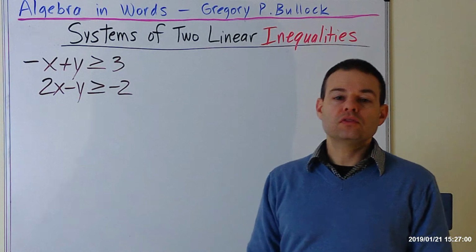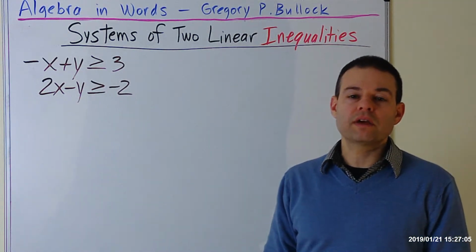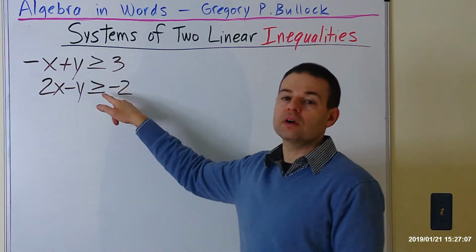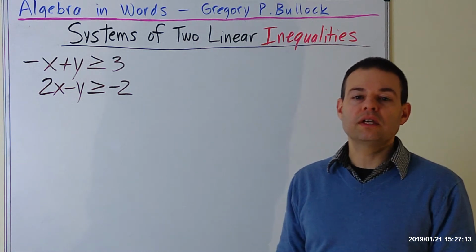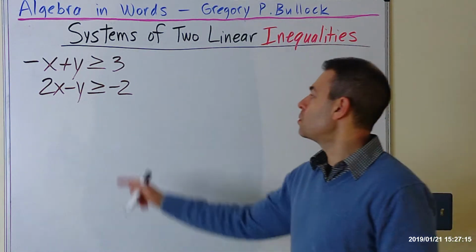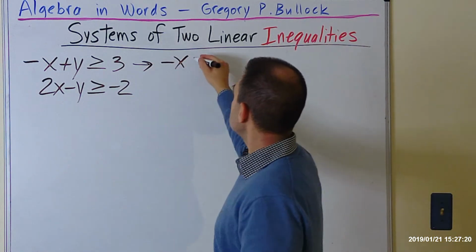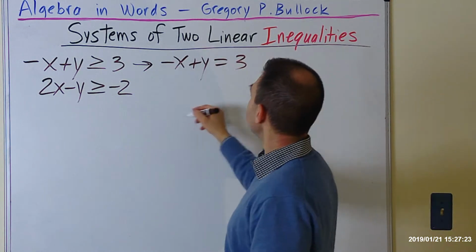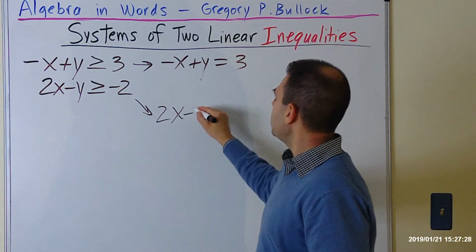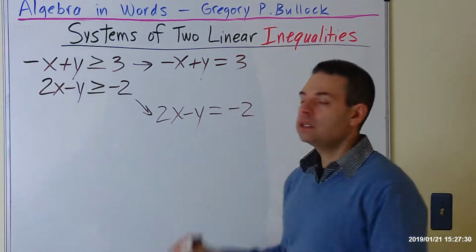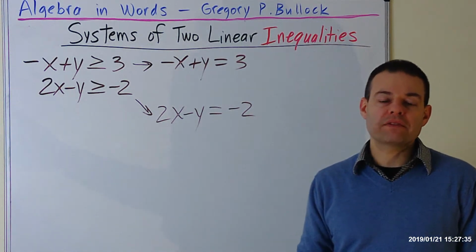To start, we have our two linear inequalities. Take notice of the inequalities. They're inclusive because these are both greater than or equal to. The first step here is to convert each of these inequalities into equations just by putting equals in for each of these. So I'm going to do that here, and we have negative x plus y equals 3. And down here, so we have a little room, 2x minus y equals negative 2.